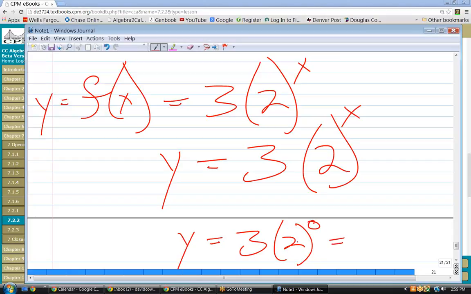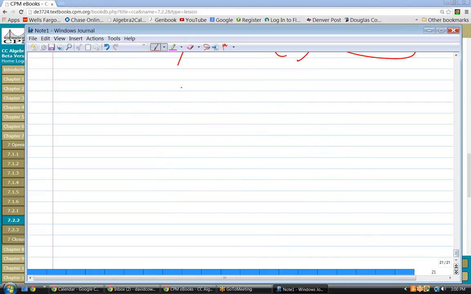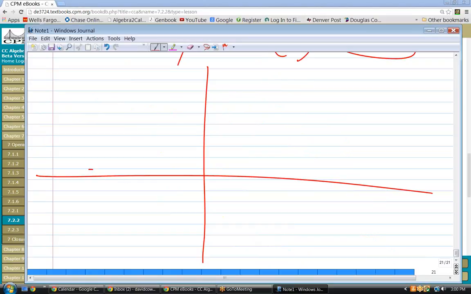What is 2 to the 0th power? Just 0. No. Or 1. 1. Very big difference. Because that's 1, y is equal to 3. So I do have a y-intercept of 3. I do not have an x-intercept. In other words, if I were to graph this, it would look like this. Notice that there's my y-intercept right there. It's at 0, 3. Where's my x-intercept? I don't have one. It never crosses the x-axis. Okay. Okay?